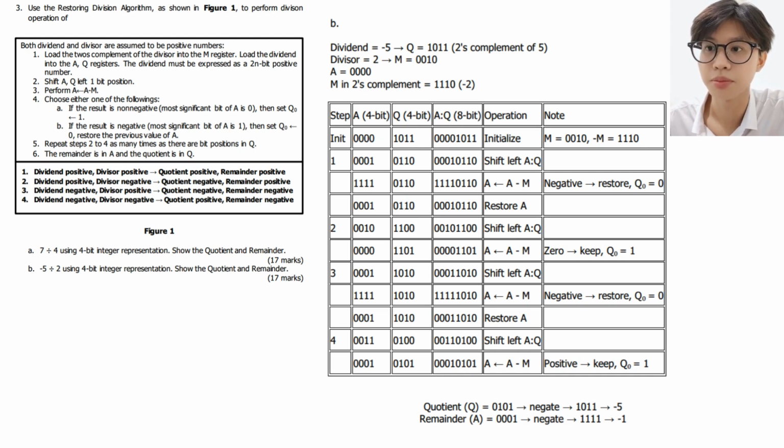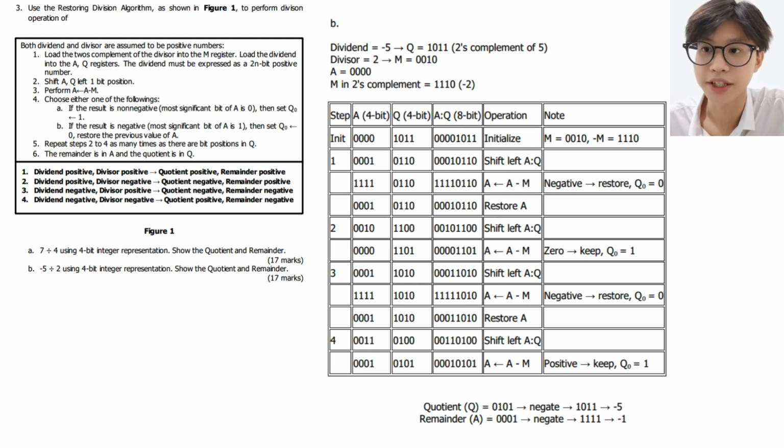Shift left, AQ becomes 0, 0, 1, 0, 0, 0, 1, 0, 0. Then we subtract M and we'll get 1, 1, 1, 1, which is a negative. Restore A and set Q0 to 0.